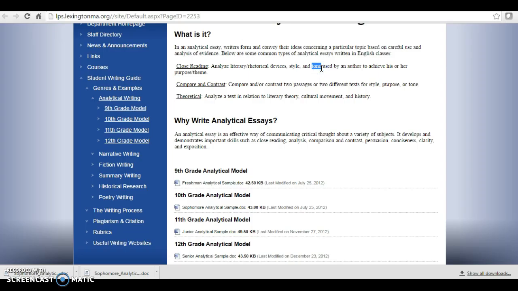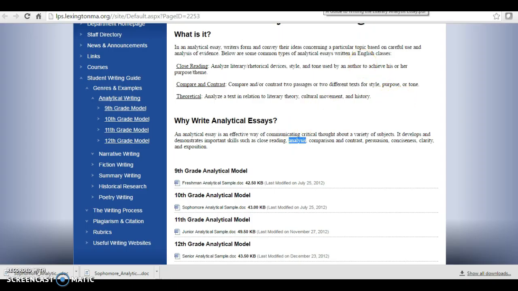After close reading, you're also being asked to organize your own argument and persuade the reader that your understanding of the author is accurate. So you're close reading, you're persuading, you're analyzing. So you're doing all of these things in an analytic essay.